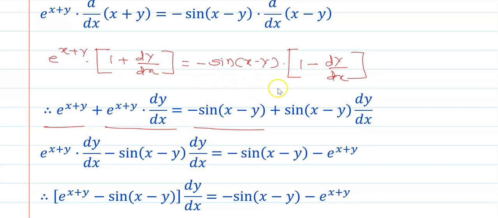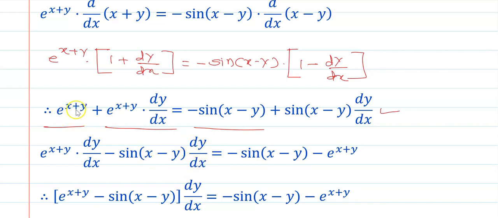Minus sin of x minus y ने 1 ला multiply करना. Then you will get minus sin of x minus y. पुन्हा minus sin of x minus y ने या minus dy by dx ला multiply करना. That will become plus sin of x minus y into dy by dx. Now collect the terms of dy by dx on one side. That is e raised to x plus y into dy by dx minus sin of x minus y into dy by dx. Other than dy by dx काय काय आहे?